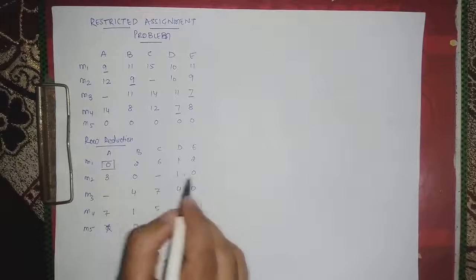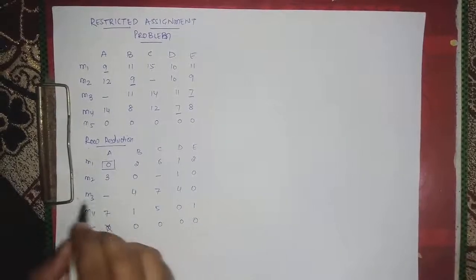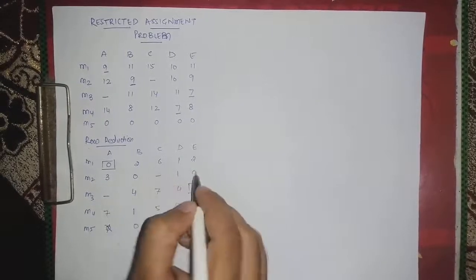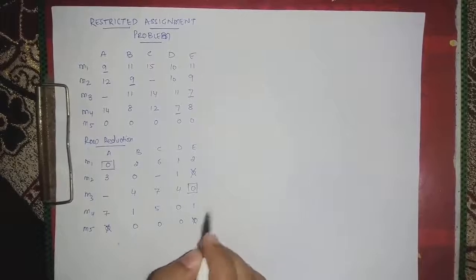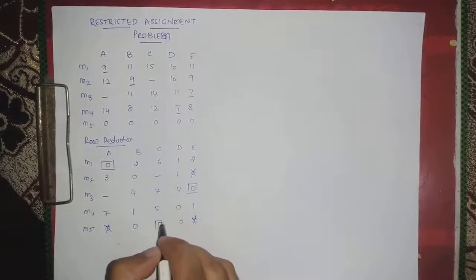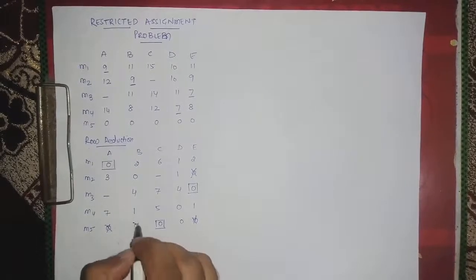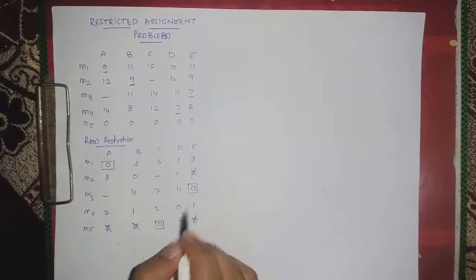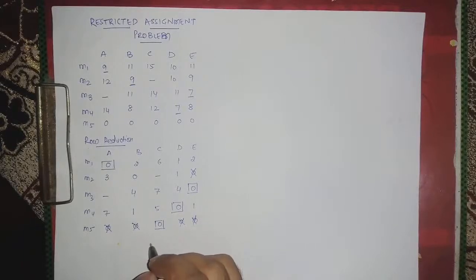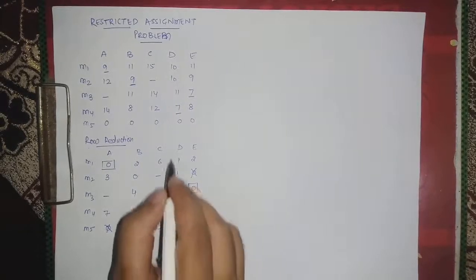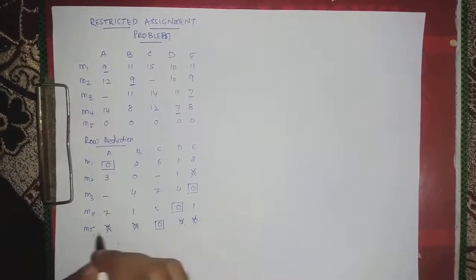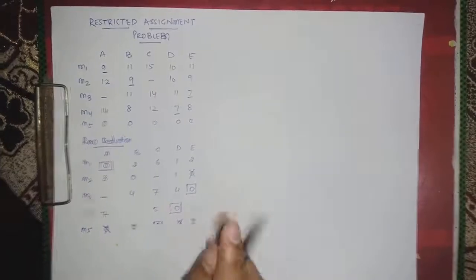Second row, is there any single 0? No. Third row, yes. So the assignment is row wise, so we cross every other 0 present in the column. Done. Third row has been done. Now third column, is there any single 0? Yes, so we make an assignment here, and we cross every other 0 present there. Done. Fourth row, is there any single 0? Yes, so we make an assignment here, and we cross every 0 corresponding to it; no zeros are present. Thereafter fifth row, fifth column, once we have completed.